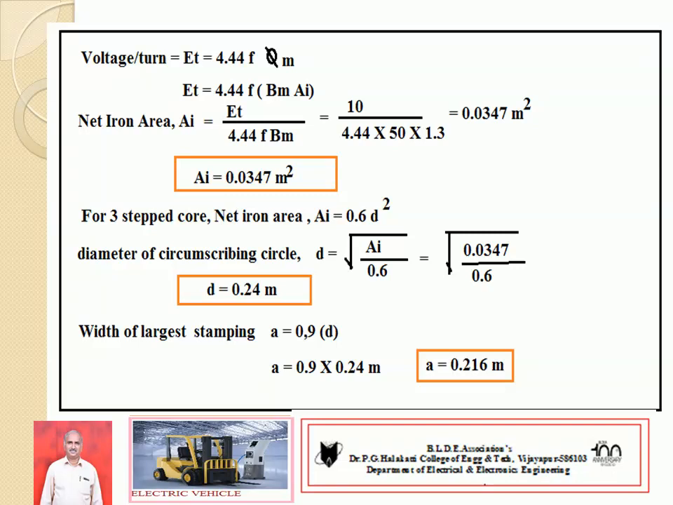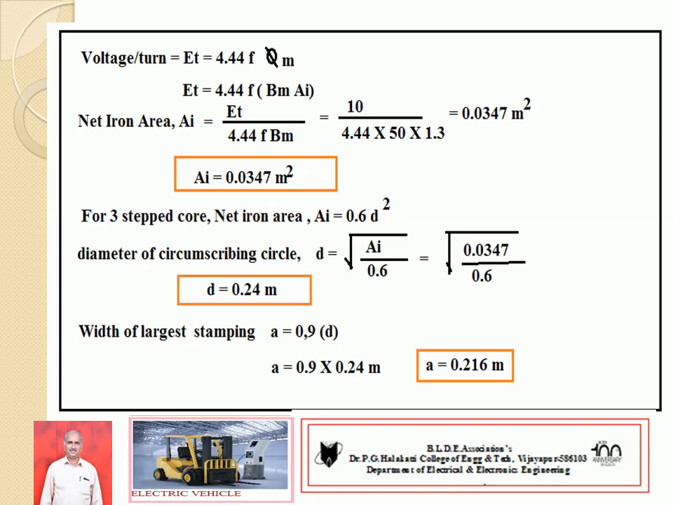We know that ET is also equal to 4.44 F phi m. So phi m equal to BM into AI. We have to calculate net iron area, so you replace phi m equal to BM into AI. If phi m is given, you can take it, no problem. So net iron area becomes 0.0347 meter square.